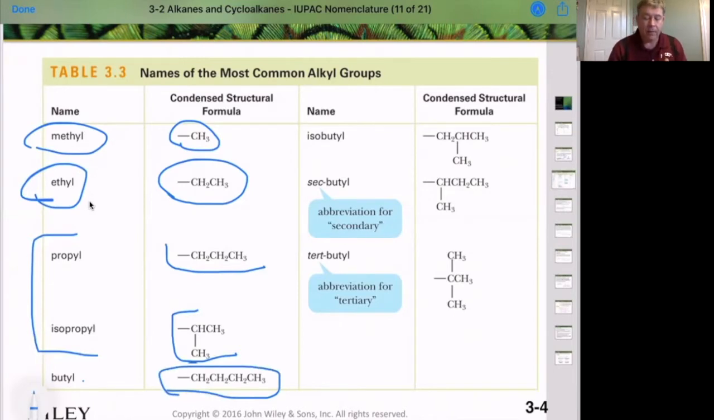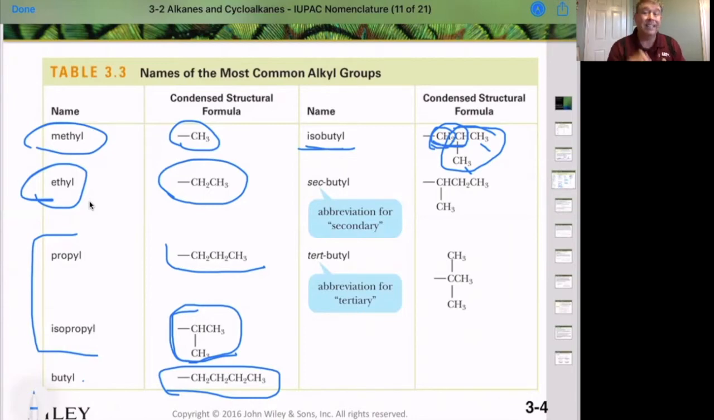If we have it in the iso configuration, like isopropyl, we can call that isobutyl. Notice this iso group has a CH2 hooked onto it to make it the isobutyl group, okay? So it's a methyl group, and then a 2-carbon chain right here. That's the isobutyl, okay?